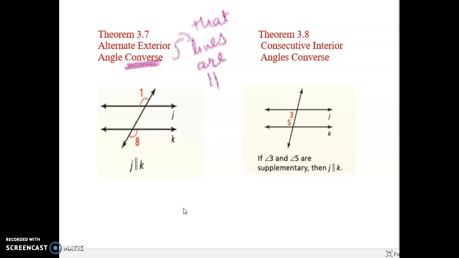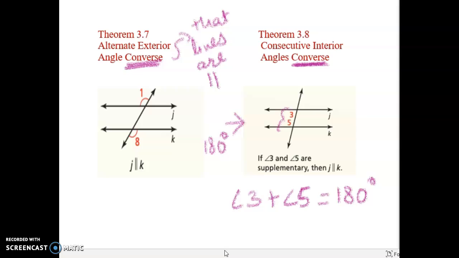In the same way, there is the consecutive interior angle converse. Again, the converse is used to prove that the lines are parallel if the consecutive interior angles are supplementary. They add up to 180 degrees. That means angle 3 plus angle 5, my mistake. If it is given that they are supplementary, that means they are equal to 180 degrees, I can say the lines are parallel because of the consecutive interior angle converse.